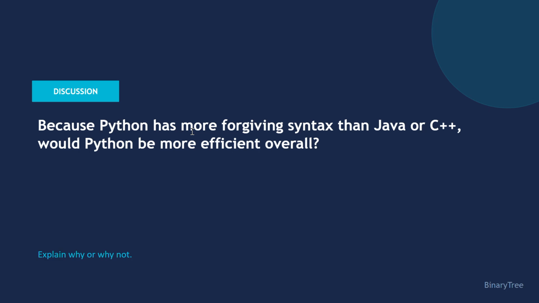So for a quick discussion, let's think critically. Because Python has more forgiving syntax than Java or C++, does that make Python more efficient overall? Explain why or why not. There's no right answer, just explain what you think. Write it down on a piece of paper, pause this video, and unpause when you're ready to hear what we think.